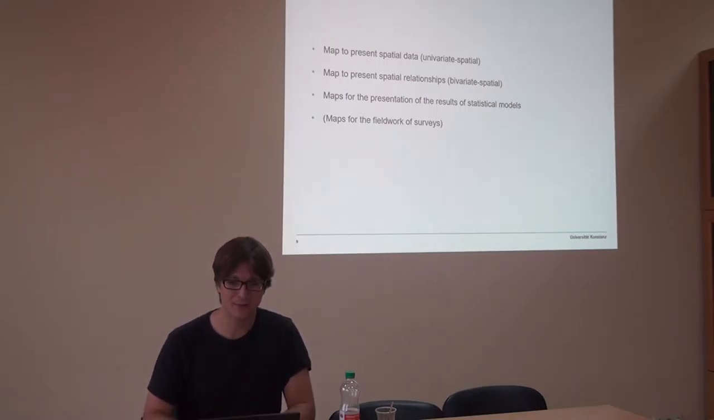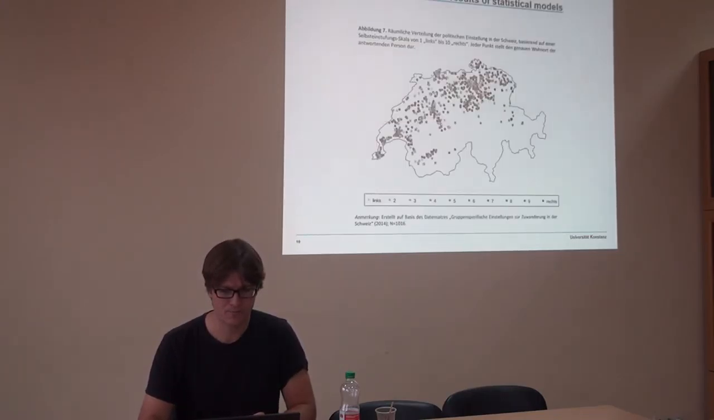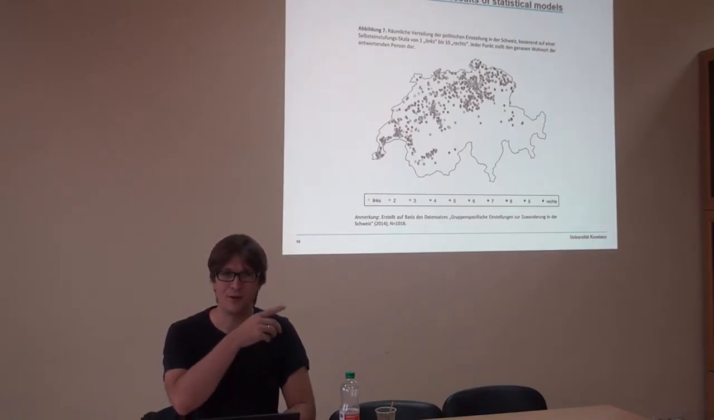So we have now two different kinds of presentation. One is univariate spatial data, one is bivariate spatial data to map spatial relationships. Then you could use maps for the presentation of the results of statistical models. And you can use maps, and I think this is a very good application, for fieldwork of surveys. So when you coordinate surveys, I will show you an example.